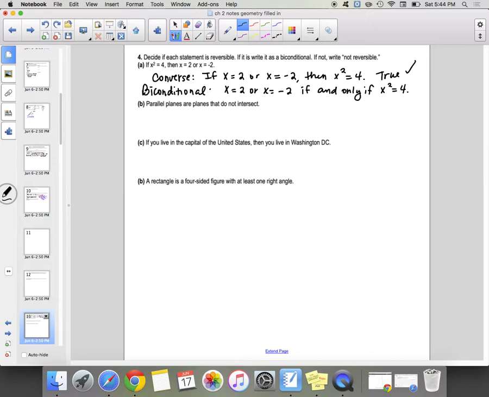All right, so parallel planes are planes that do not intersect. So that would be true, right? Parallel planes do not possibly intersect. There's no such thing as skew planes. That can't be possible. So that means that the biconditional would work. So the converse would be if planes do not intersect, then they are parallel planes. So the biconditional would be planes are parallel if and only if they do not intersect. Okay, so you could go through all of those.